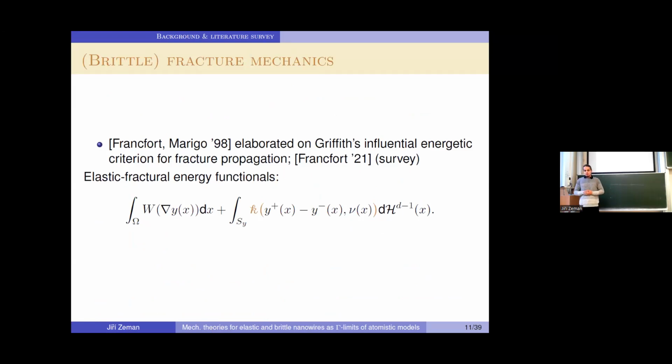Now, the interest of mathematicians in fracture mechanics, or brittle fracture mechanics, was renewed in 1998 when Francfort and Marigo revisited Griffith's energetic criterion. Since then there have been many papers involving some elastic fracture functionals where you have the stored elastic energy, but also some kind of fracture term where K is the toughness, and the integration is taken over some discontinuity set of the deformation.